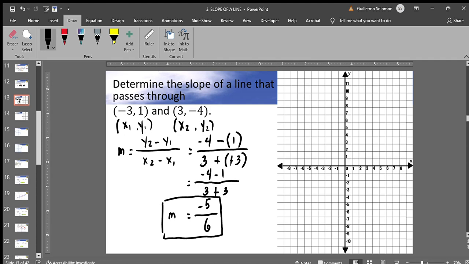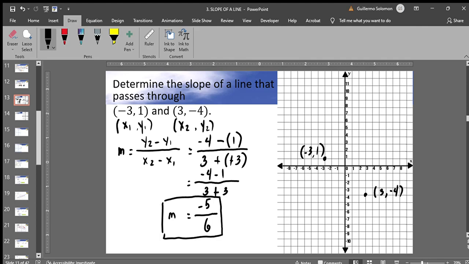Next, after we get the slope of a line given the 2 points, let us graph or illustrate our slope of a line. Here is negative 3, 1. So that is negative 3 and 1. Next, 3 and negative 4. That's here. So let us label that. That is 3, negative 4.